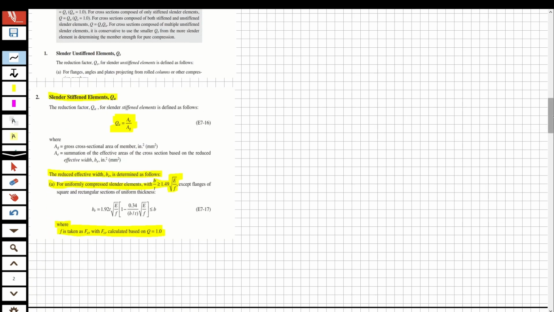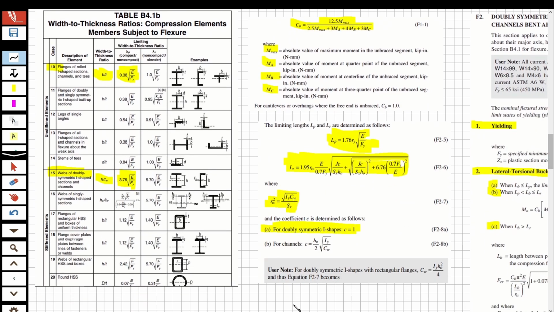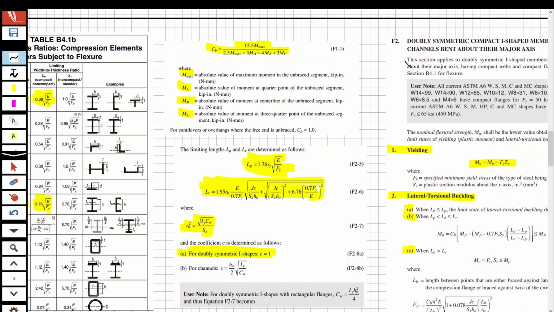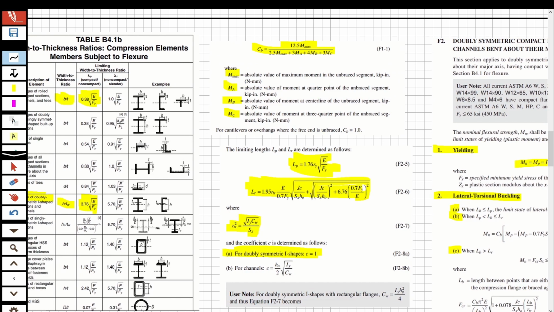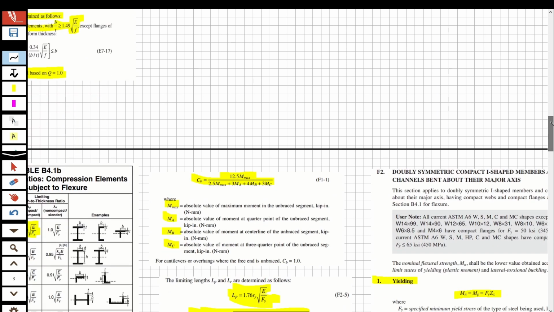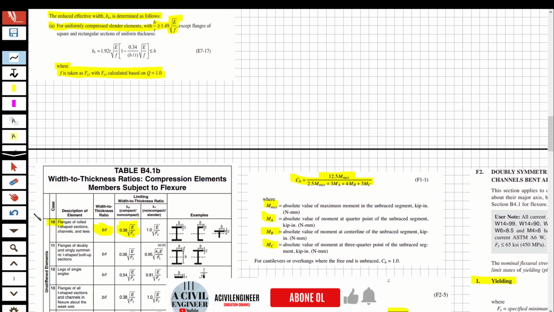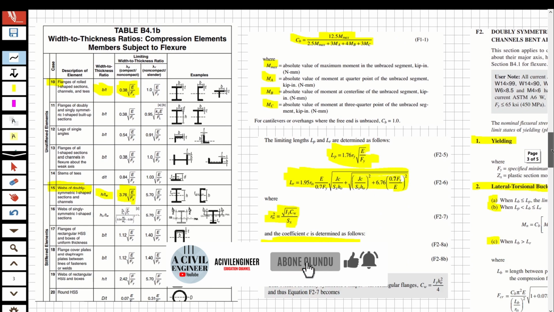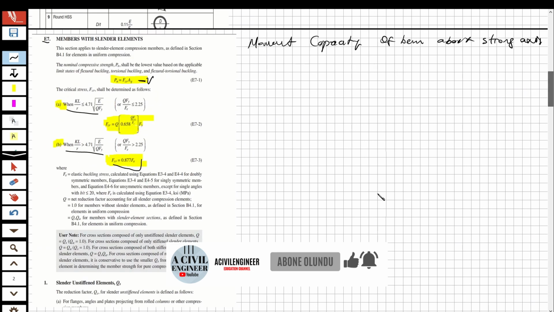But I'm going to show you the tables and which part we are going to use. We are going to use chapter F, section F2. So now let's use it. First we are going to check the compactness. For the flange compactness, I'm going to use case 10, and for the web, case 15.